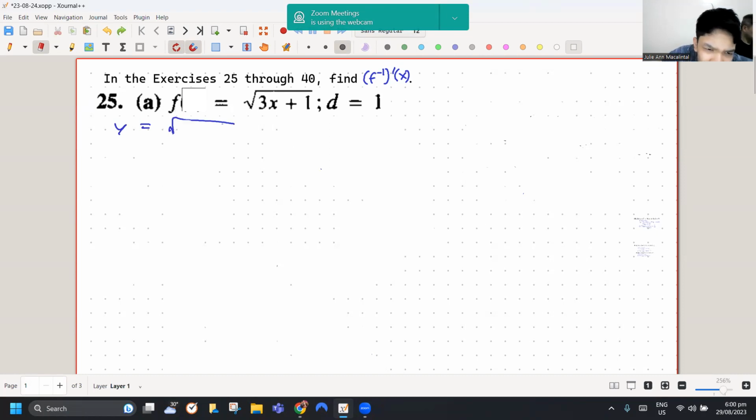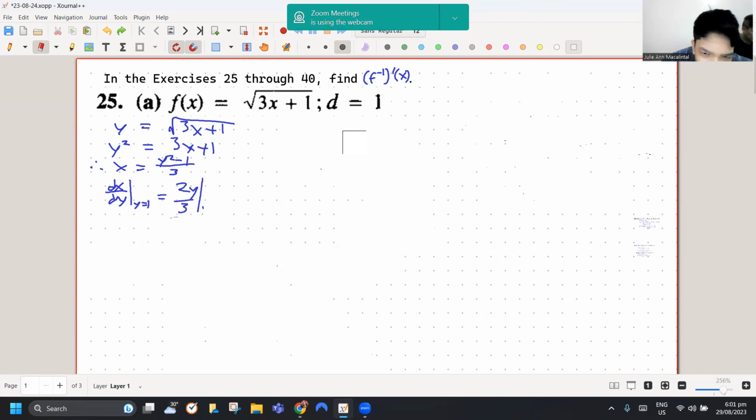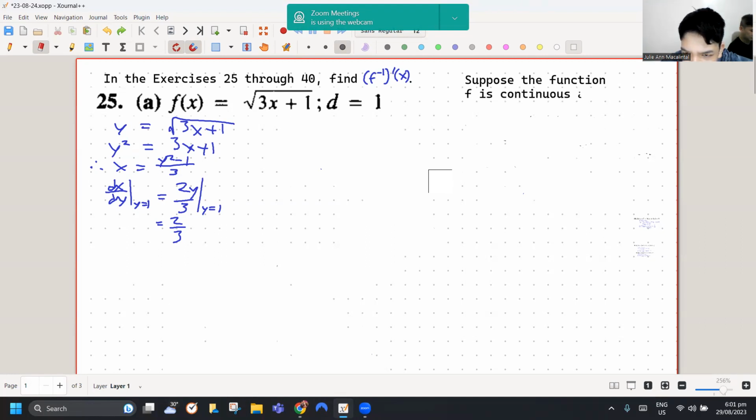So now we'll just make f of x into y and then isolate x so we can get it in terms of y. Now we get the derivative evaluated at y equals 1, because that's d equals 1. Boom, this is our answer: 2 over 3. Pretty easy because the function f of x is pretty easy too. Now we will need to use the more sophisticated methods for the harder functions.